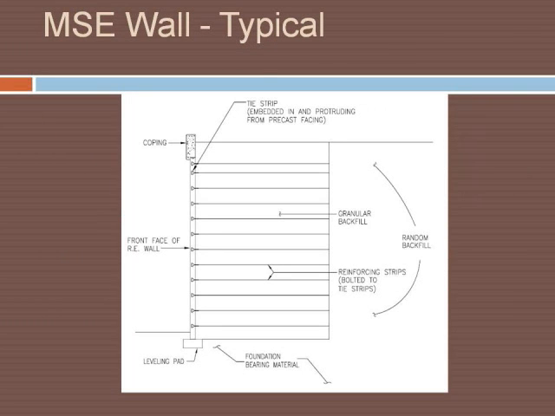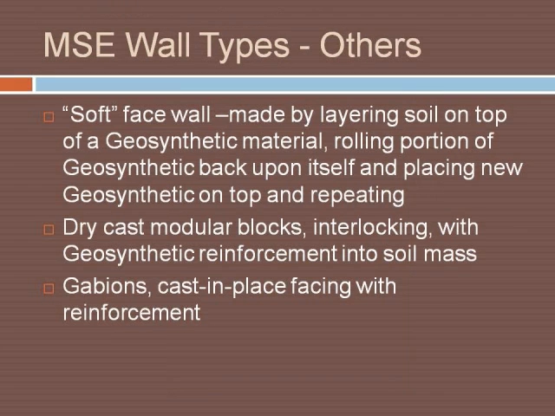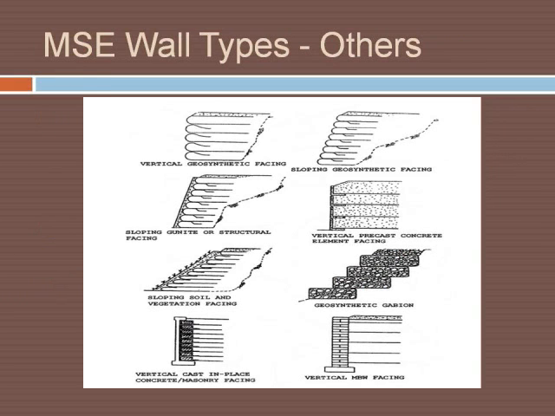Here's a section through a typical MSE wall consisting of face wall, reinforcement, granular backfill, and the random backfill that you're holding back. I'll briefly discuss a few other types of mechanically stabilized earth walls. I'll show you those on the next clip. Here's a sketch of a few of the types of MSE walls that I've just talked about.